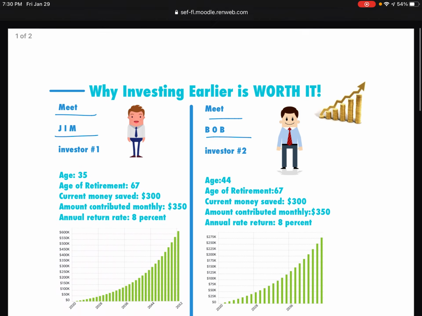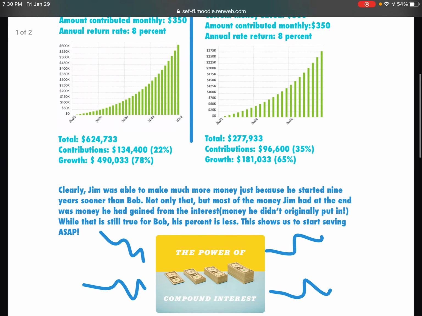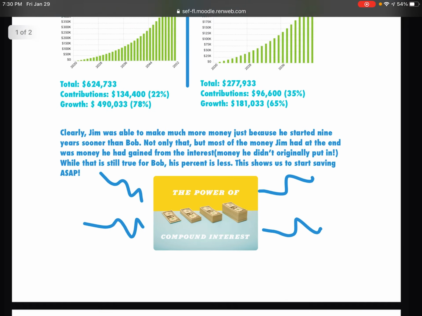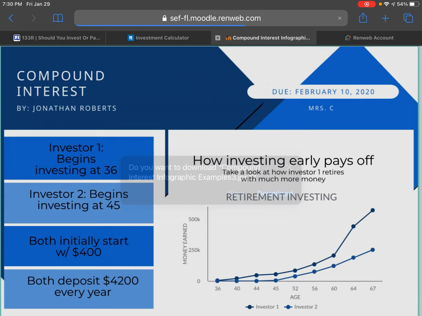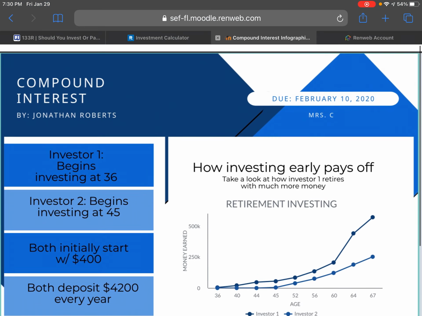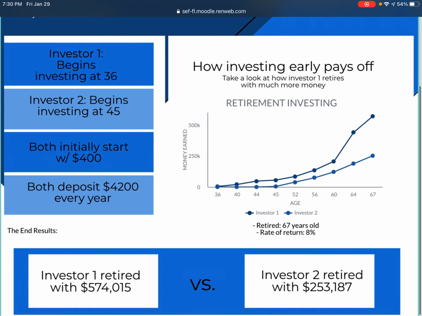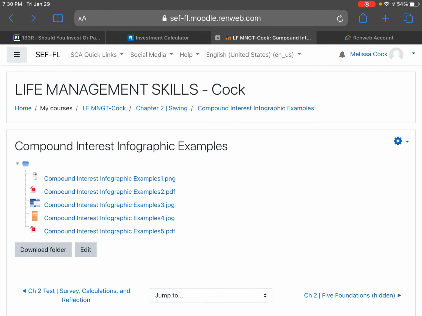So don't think yours has to look just like this, but all of these met exactly what I was asking for. This particular student, where it says clearly Jim was able to make much more, chose to include a little summary. I didn't ask for that, and I'm not asking you to do that, but you're more than welcome. Here's another example. Again, very simple. This student used a pre-made template, a website. I'm not sure which website they used, but I remember that they used a pre-made template and filled it out.